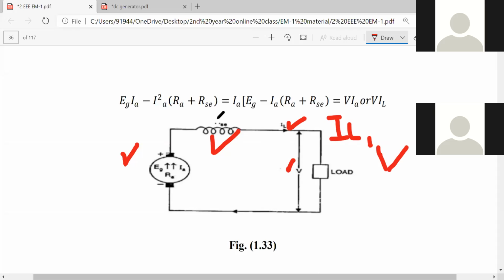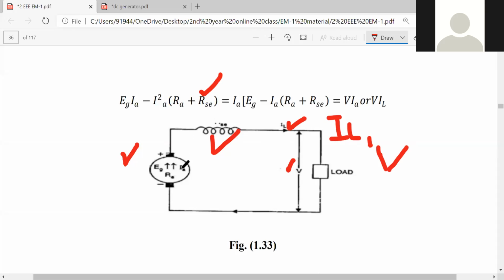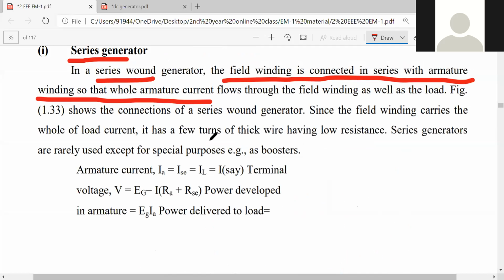The resistance of the series winding is represented with RSC. Next, here three terms are constant: EG, IA, RA. EG is the generated EMF, RA is the armature resistance, IA is the current through the armature circuit. These three parameters are the same for all machines. IL and V are also the same. The generated power is EG times IA.